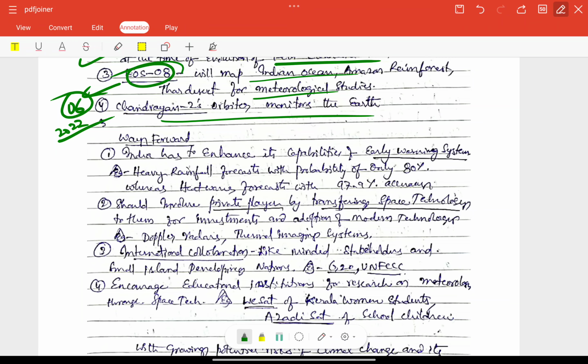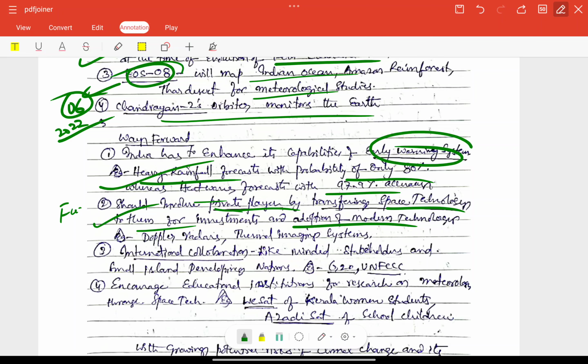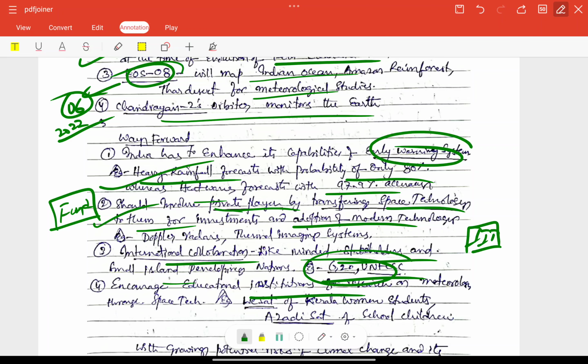Way forward: India has to enhance its capability and early warning systems for heavy rainfall and heat waves. For that we need to focus on enhancing our capabilities for early warning systems, and should involve private players, PPP, etc. We need to focus on fund generation, that is also very important. International collaboration is also very important, very good point. Encourage educational institutions. Some Indian institutions, IITs, are already inventing these types of technologies, also space missions, satellite missions, very good.